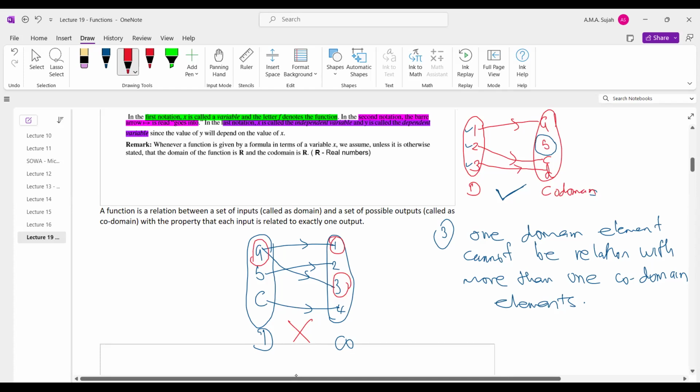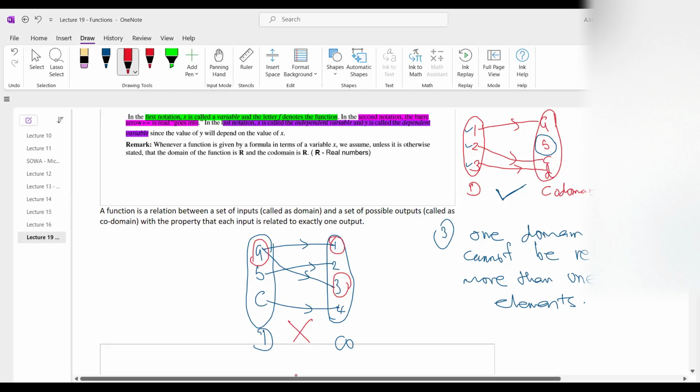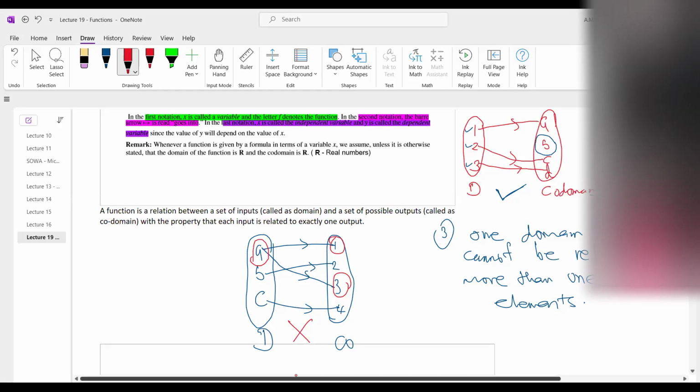Third point, one domain element cannot have a relation with more than one codomain element. Here, what will happen? One domain element A is assigned to two codomain elements, 1 and 3. It is not possible. If we have one domain element, it has a relation with only one codomain element, right? So here one domain element doesn't have a relation with more than one codomain element.